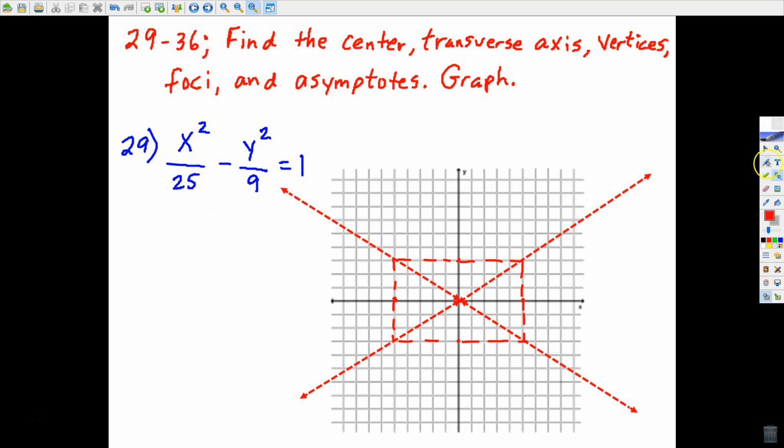Okay, and which axis am I going to be crossing? X or Y? Well, it's all about which one comes first. So since X comes first, I'm going to be crossing the x-axis. And that's not real good, but hopefully yours is better. Okay.